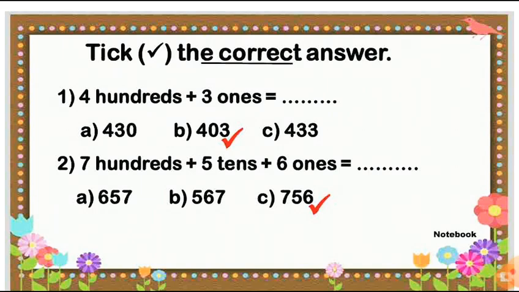Now, the next expanded form is given, you write the short form, that is 7 hundreds plus 5 tens plus 6 ones. All the places, hundreds, tens and ones, are given here. So write 7 in the hundreds place, 5 in the tens place and 6 in the ones place. You will get the number 756. Option C is the right answer.